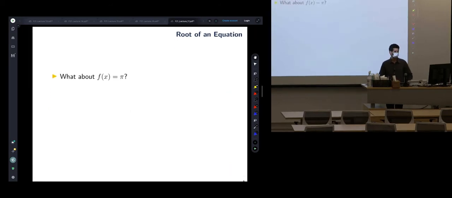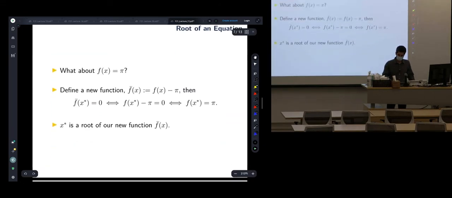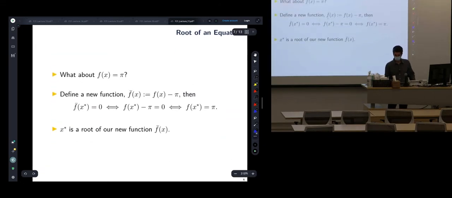Now, just to clarify, when you see different ways of writing, what about this function where the right-hand side is not 0, it's pi? Technically, it's not the same problem, but it's not a problem for us because we can just define a new function, f bar, which is f of x minus pi, and then we attempt to find a root of f bar.